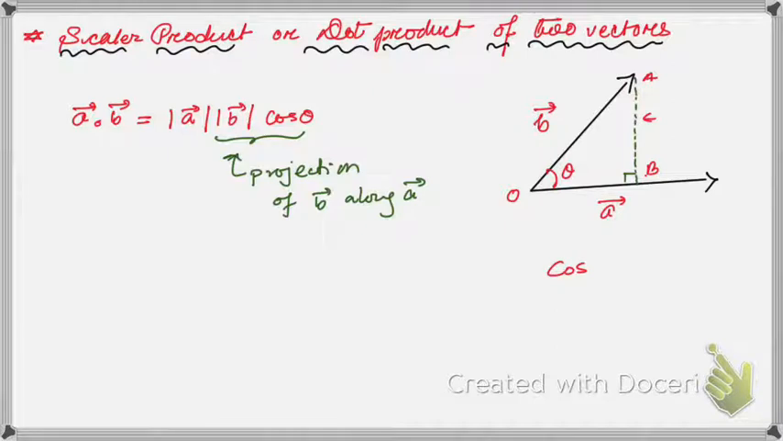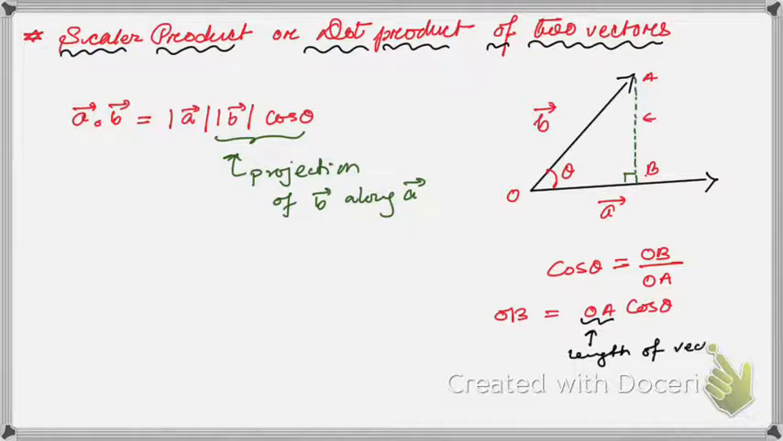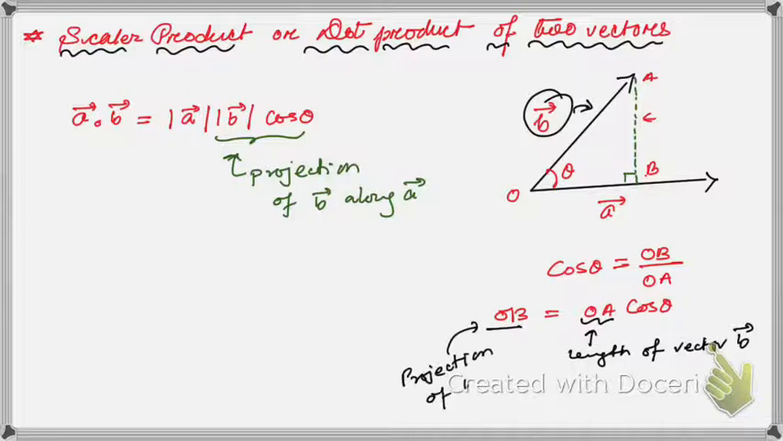right, OAB, and from this triangle you can see cos theta, that is base by hypotenuse, that is OB by OA, we will get, and so OB will be equal to OA cos theta. So this OA represents nothing but the length of this vector B, right? So this is called the projection of vector B along A. Now OA is replaced by the magnitude of vector B, the length of vector B, so cos theta. So this is the projection OB, right?